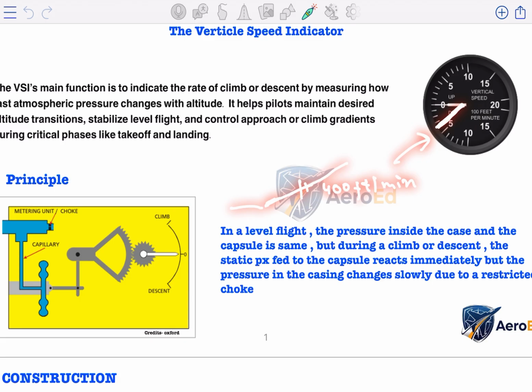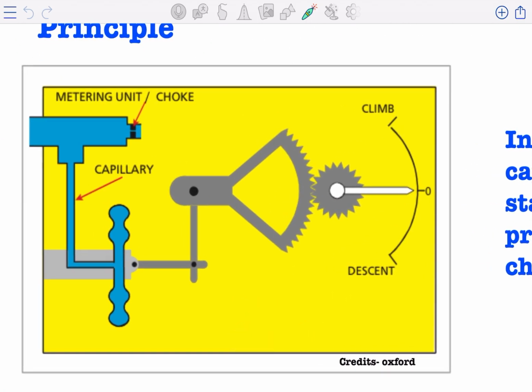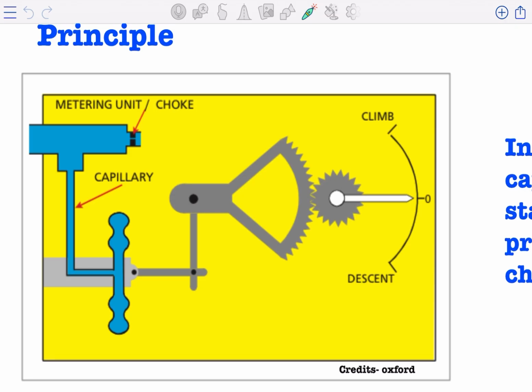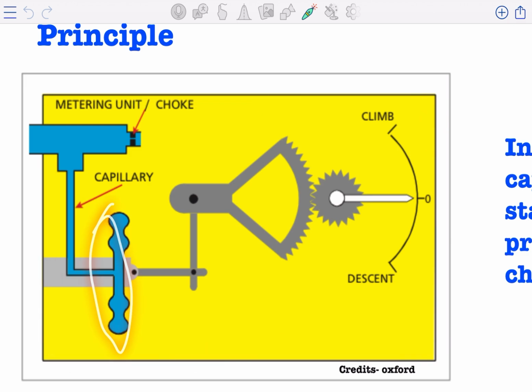Alright, next we want to study about the principle. But before that, I am going to explain to you every part of the vertical speed indicator. So first is this, the instrument case, or we can say the airtight case. And this is the capsule which expands or contracts. And from here static pressure, the ambient pressure, is fed. The static pressure is fed to both the instrument casing and the capsule.